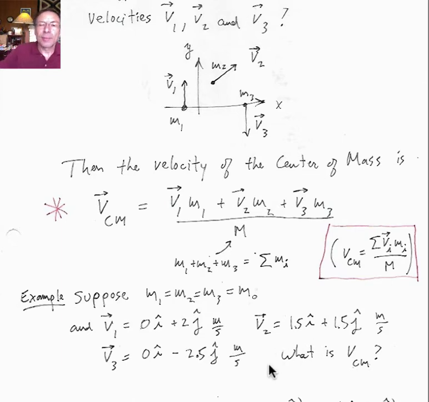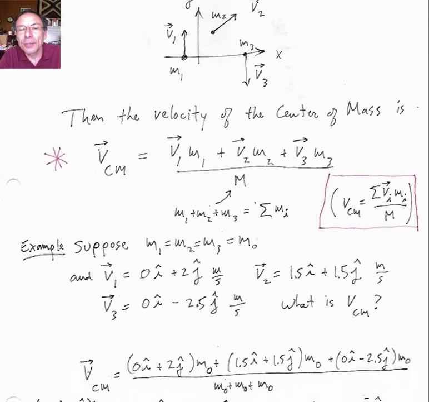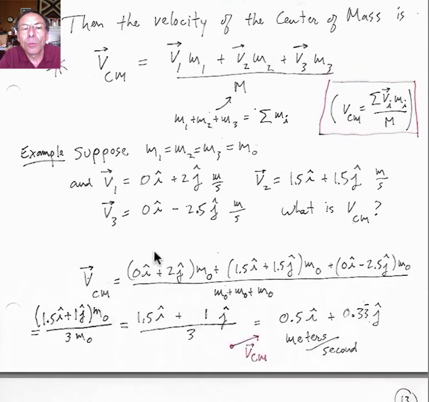What is its center of mass velocity? Well, you just plug and chug. You just put the numbers in. So we've got 0i plus 2j times m, assuming, just to make my life easy, that the three masses all have the same mass, which I'm calling m. And so you end up with, let's look at what the i's do. 0 plus 1.5 plus 0 is 1.5. So it's 1.5i divided by 3. There's canceling going on here. And in the j dimension, I've got 2 plus 1.5 minus 2.5. That comes out to 1.